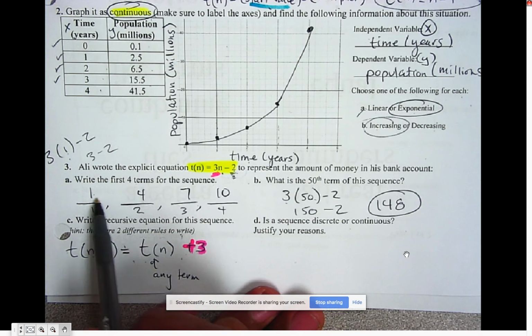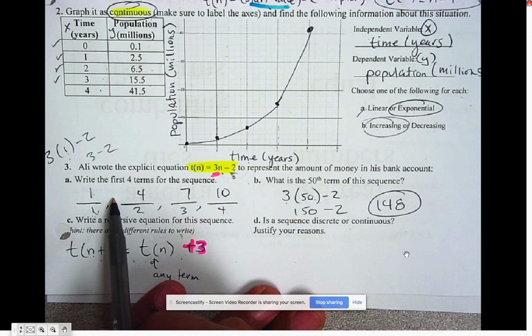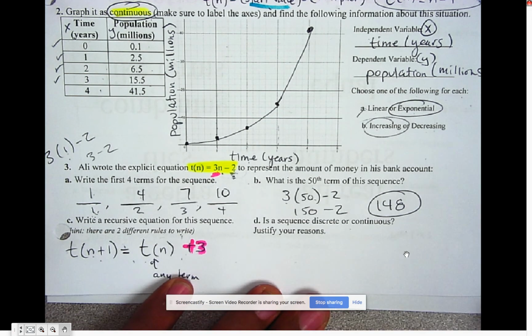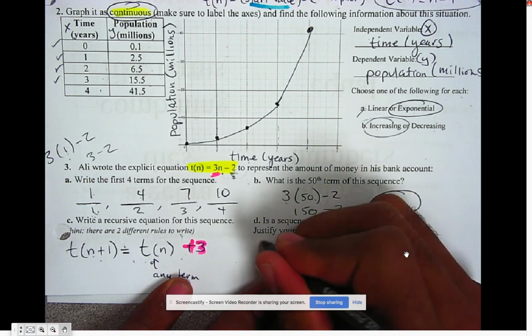Now remember, it's a sequence of terms. So there's no number between 1 and 4. 2 and 3 are not part of the sequence. Okay, this is all positive integers. So this is actually discrete.